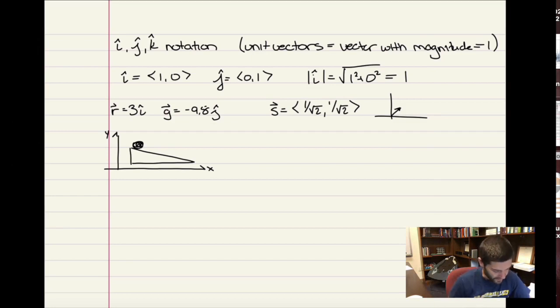Alternatively, you might use a coordinate system where one direction goes along the plane. Maybe I'll call that the A direction. And then the other direction is perpendicular to the plane. Call that the B direction. And then you could take the same motion and try to understand it in terms of components that lie along A and lie along B.